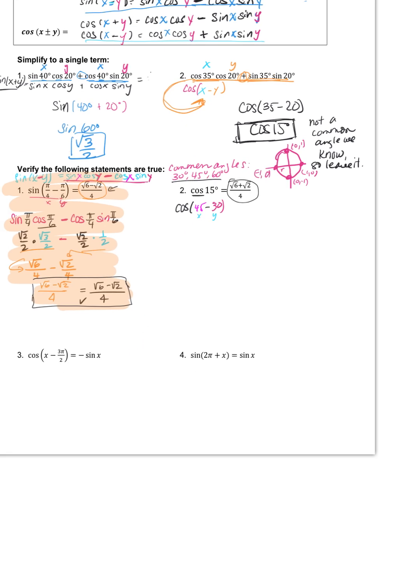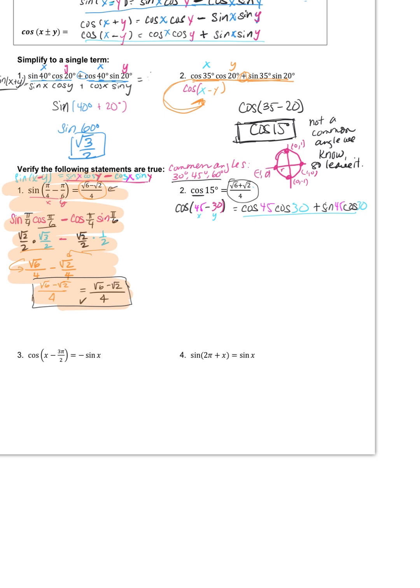Looking at what you have, I know that I have cosine of 45 minus 30. So this has to equal cosine of x, which is 45, times cosine of y, but y is 30 degrees, plus the sine of 45 times the sine of 30. Okay, so now we're going to work with this to see if we get what's up there.